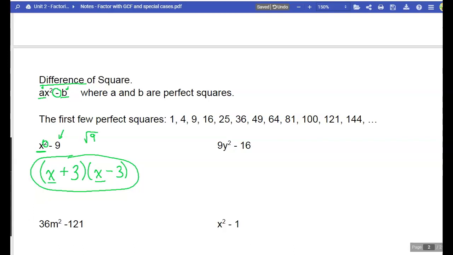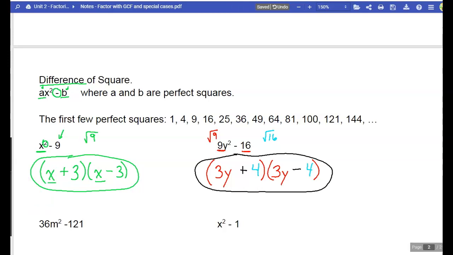So let's take a look at this one. 9 is a perfect square. 16 is a perfect square. So I'm going to start my parentheses here. The square root of 9 is 3. So that's going to go there. I'm going to split the y. The square root of 16 is 4. That's what goes here and here. And then it's always plus and minus. And it is as simple as that.